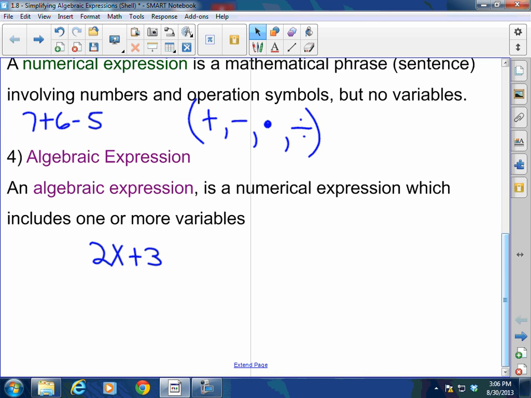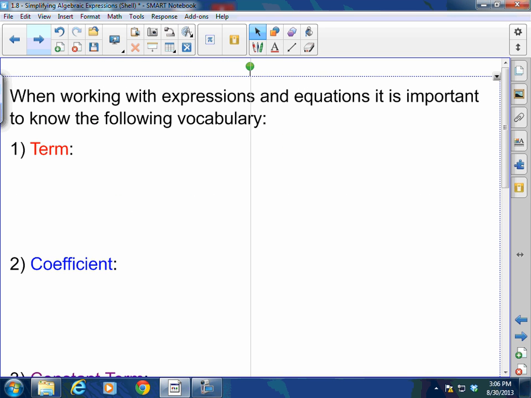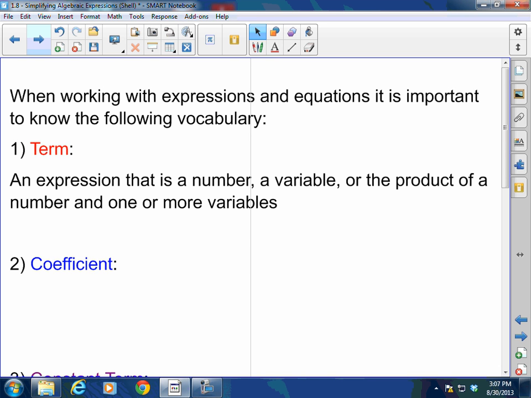All right, let us continue. When working with expressions and equations, it is important to know the following vocabulary. Now you know what a quantity is, and a variable, and an algebraic expression, and a numerical expression. Let's see what those expressions are made up of. What are the individual pieces called? Well, first of all, most important, it's a term. A term is an expression that is a number, a variable, or the product of a number and one or more variables.